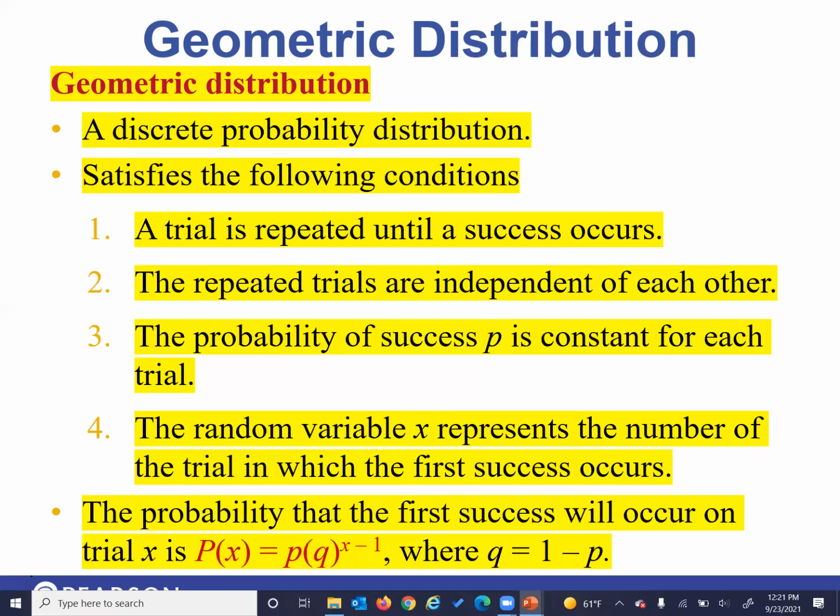Okay, so what are we at? Here it is. So the probability that the first success occurs on a given trial, here's our formula. If it is a geometric distribution, our formula is P times Q to the X minus 1.